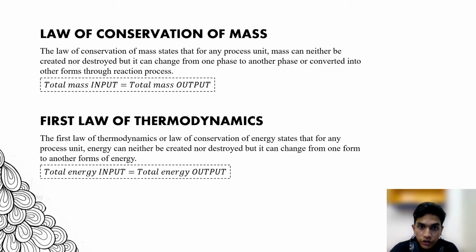The law of conservation of mass states that for any process unit, mass can neither be created nor destroyed, but it can change from one phase to another phase or converted into other form through reaction process. However, the first law of thermodynamics, or law of conservation of energy, says that for any process unit, energy can neither be created nor destroyed, but it can change from one form to another form of energy. These two laws are very important, especially to be implemented in the acetone delivering strategy to the storage tank to minimize total energy loss along the pipeline.